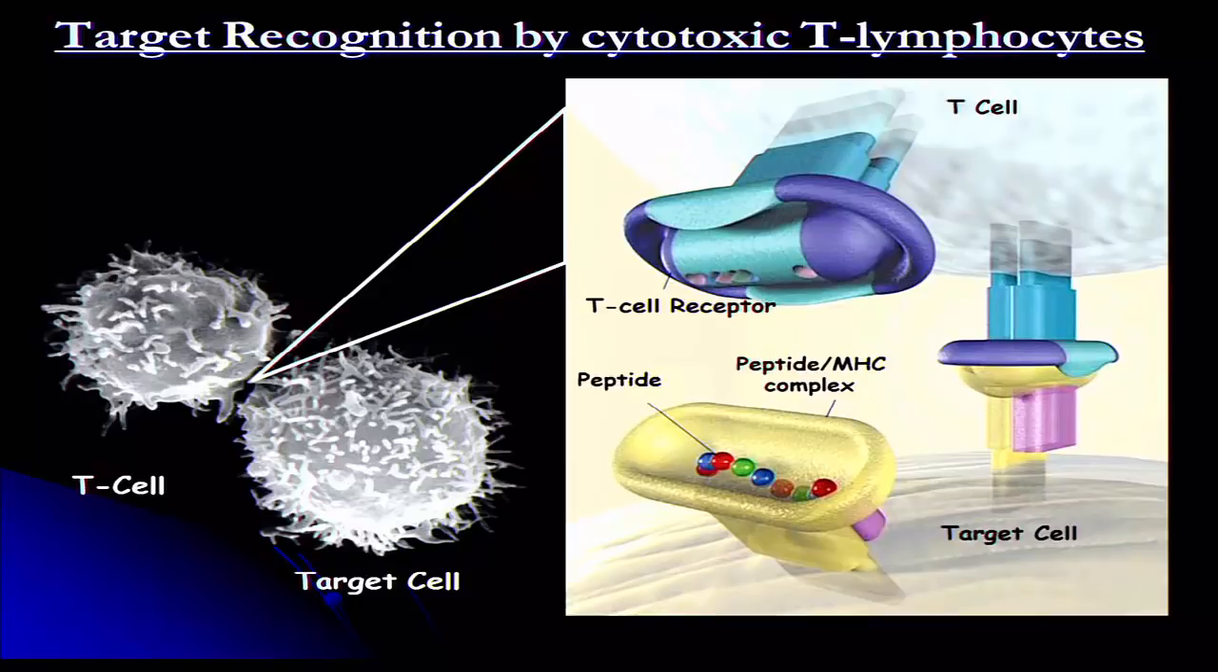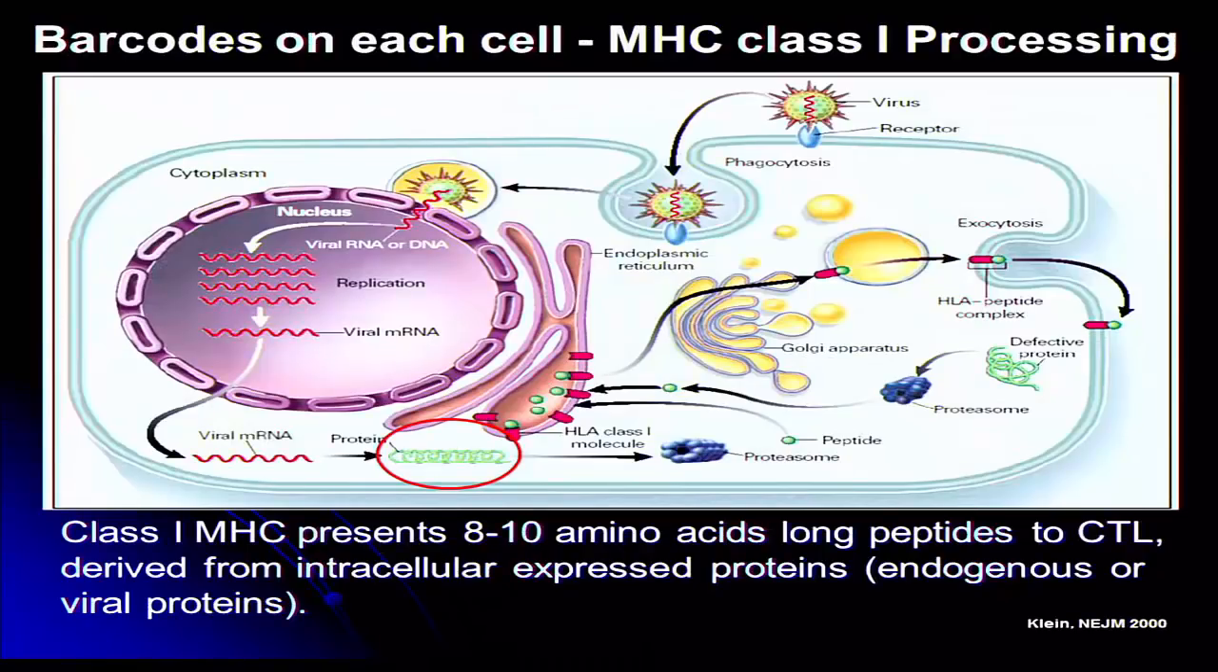Actually, each cell in our body has around 10 to 100,000 barcodes like that on the surface that can tell the immune system if it's a normal cell or a problematic cell. That barcode is made of proteins that are present inside our cells, and those proteins are degraded. Some of those proteins are loaded on the surface of the cell. So if it's a viral protein, a small piece of that viral protein, what we call a peptide, will be presented on the surface of the cell.